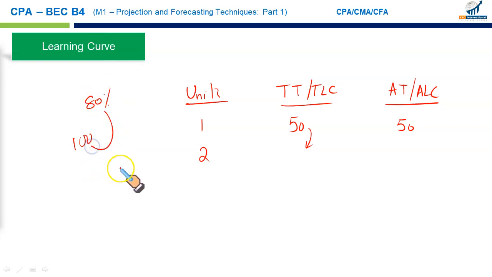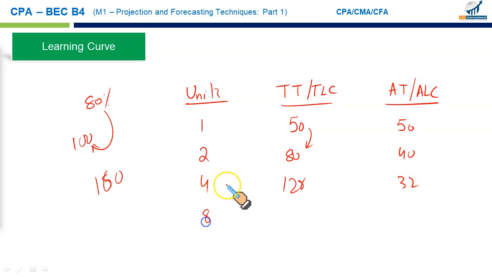So the time taken would be 80% of 100, that is 80. Average will be 80 by 2, 40. When the output is doubled from 2 to 4, the time taken should double from 80 to 160. But since we are on 80% learning curve, our time taken would be 80% of 160, that is 128. 128 divided by 4 is going to be 32.